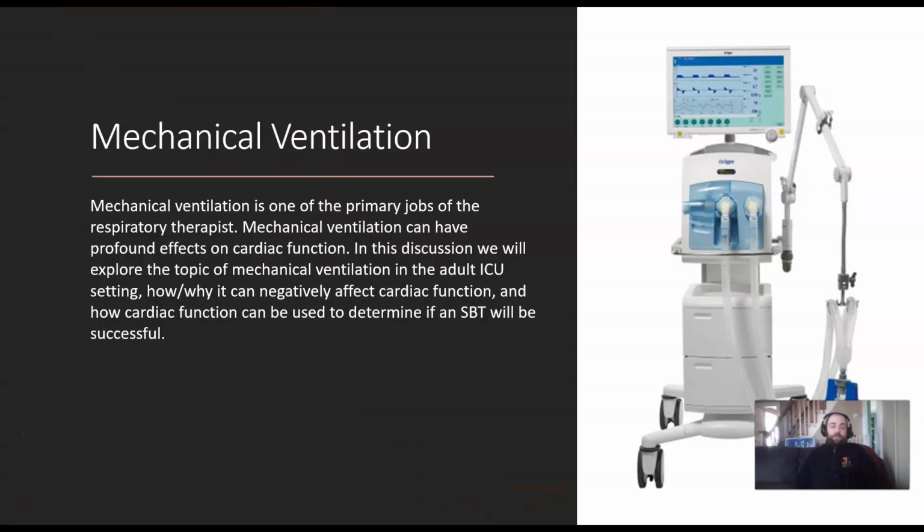So mechanical ventilation, it's obviously our bread and butter of being a respiratory therapist. It's kind of one of our primary job roles in the ICU. Mechanical ventilation can have some pretty profound effects on cardiac function. And in this discussion, we will explore the topic of mechanical ventilation in the ICU setting, and how and why it can negatively affect cardiac function, and how cardiac function can be used to determine if an SBT will be successful.